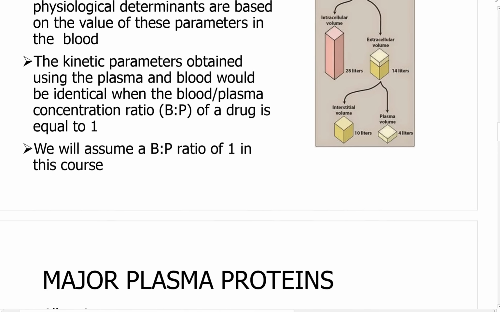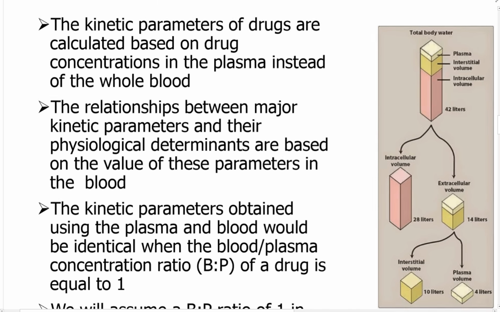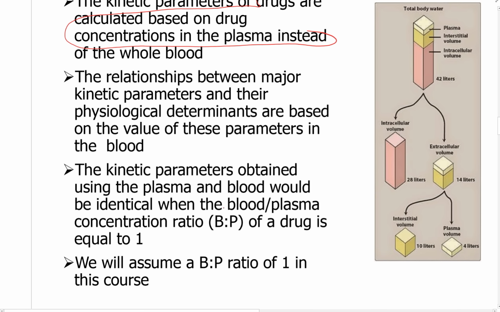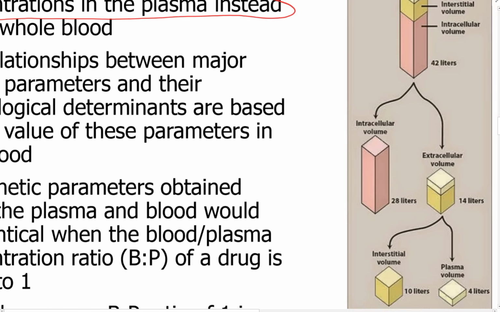So here, I think one concept is blood versus plasma concentration. As I have mentioned before, kinetic parameters of drugs are calculated based on plasma concentration instead of the whole blood concentration. I think in the renal clearance lecture I have discussed this. The kinetic parameters of drugs are calculated based on drug concentration in plasma instead of whole blood. We do not usually quantitate drug in the whole blood. We measure drug concentration in the plasma. And it is assumed the kinetic parameters using the plasma and blood would be identical when the blood plasma concentration ratio is 1.